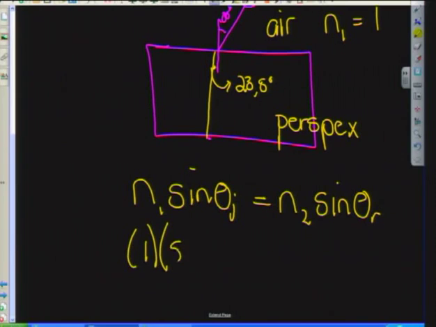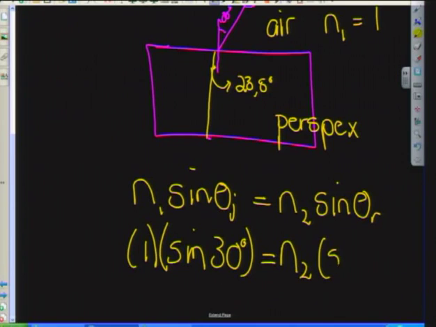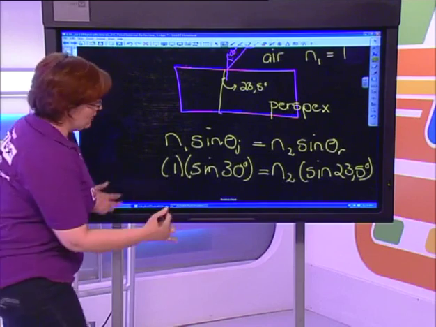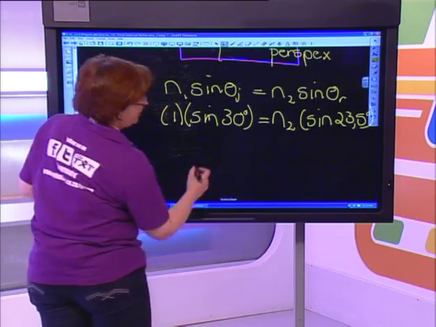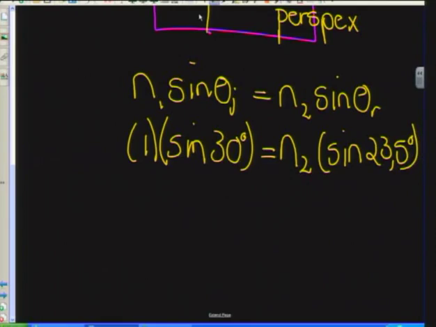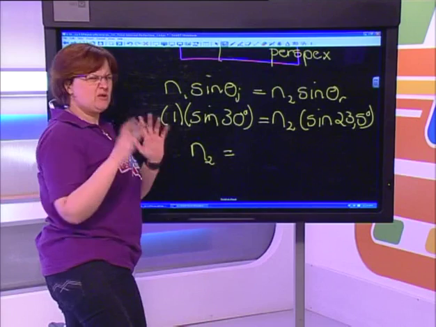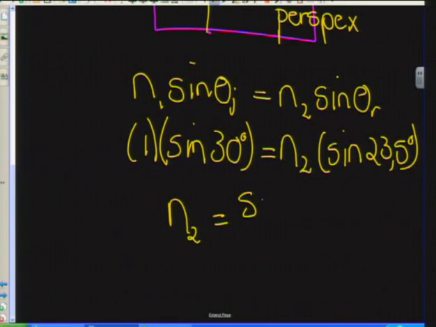Then we said, well, that was sine 30 degrees, okay? n2 is what we're looking for, and this is sine 23.5, okay? Now we want n2 on its own, so we're going to divide both sides by sine 23.5. Let me just take that away, there we go. So n2, and 1 times sine 30, we all know it's just going to be sine 30.